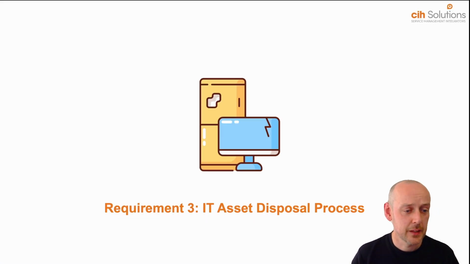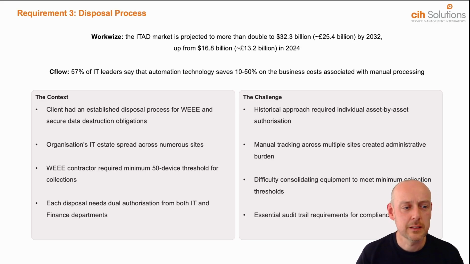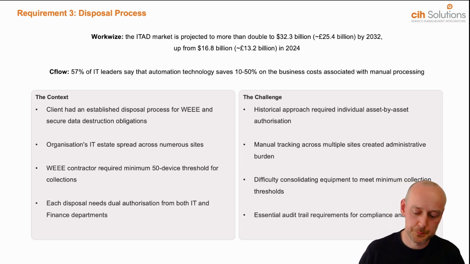Right, finally, the asset disposal process. And I really love this one because it brings together a few pieces of Halo functionality in a very surprising way. If you're reading the slide, you can see that the client already had an established disposal process, and that covered their WEEE obligations and their commitment to secure data destruction. It's complicated by the fact that their estate was spread over numerous sites that were very far apart, and their WEEE contractor required at least 50 items for every location that they visited. They wouldn't turn up if there were fewer than 50 items.